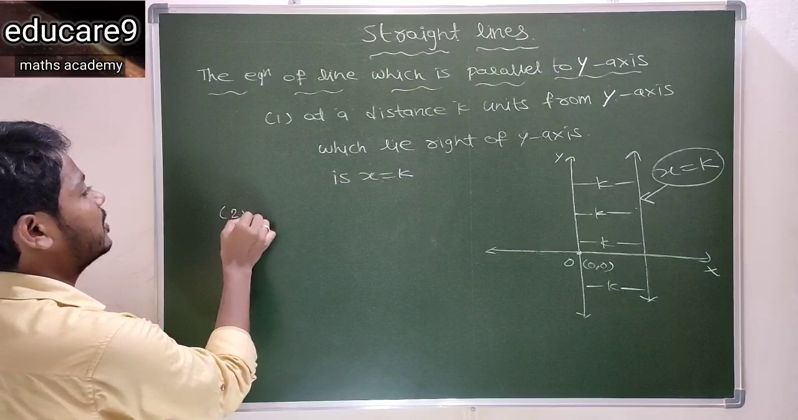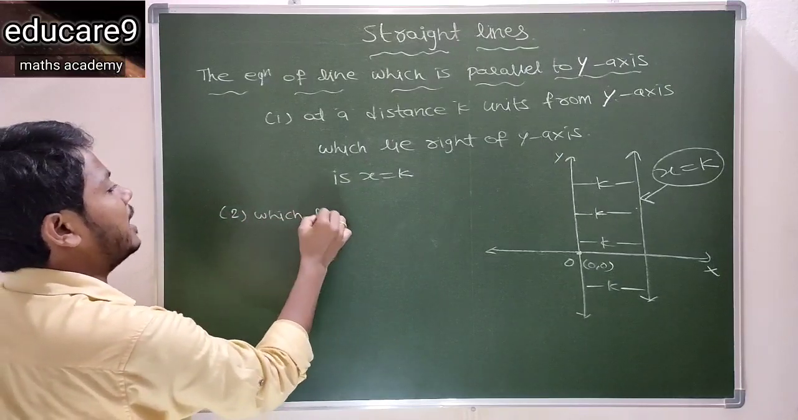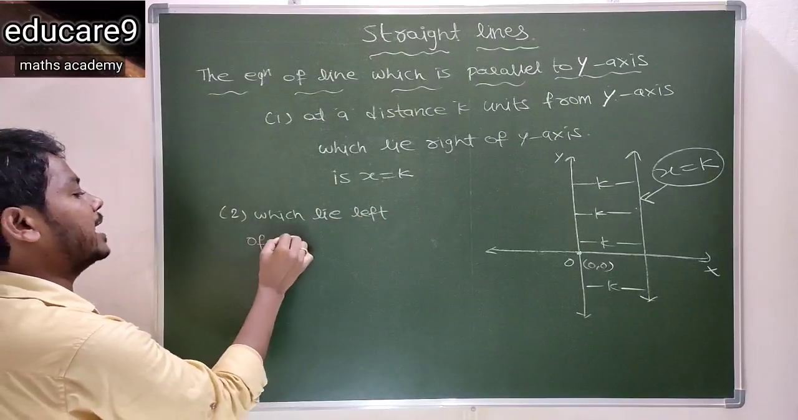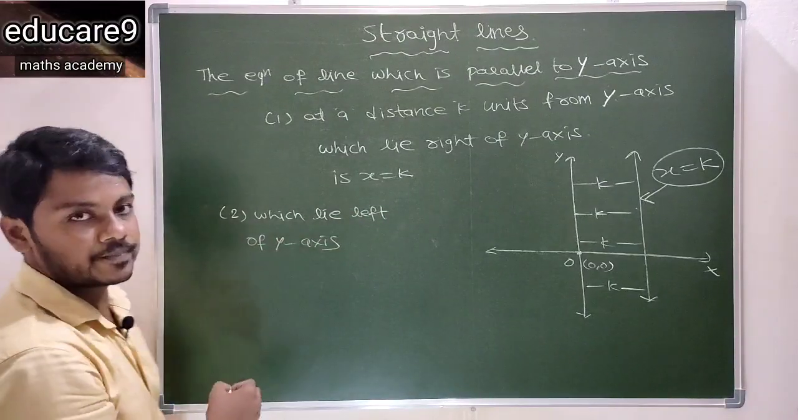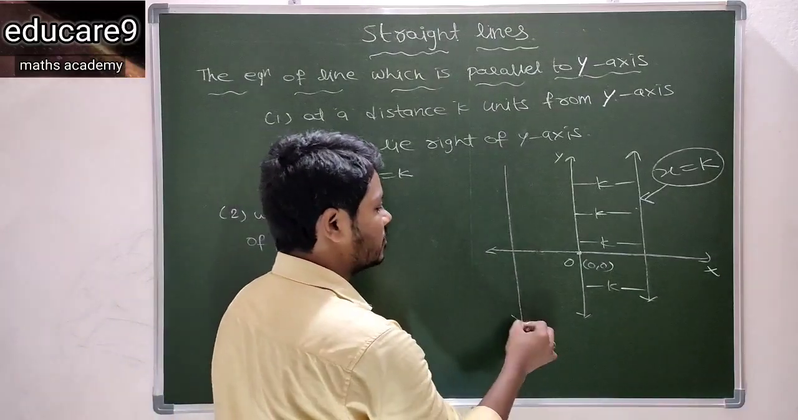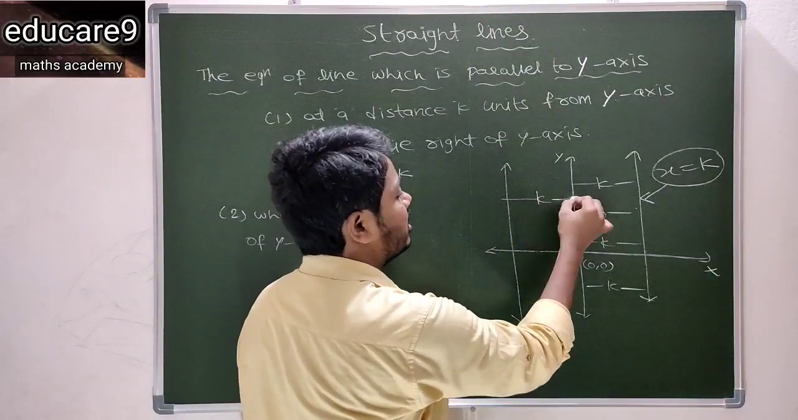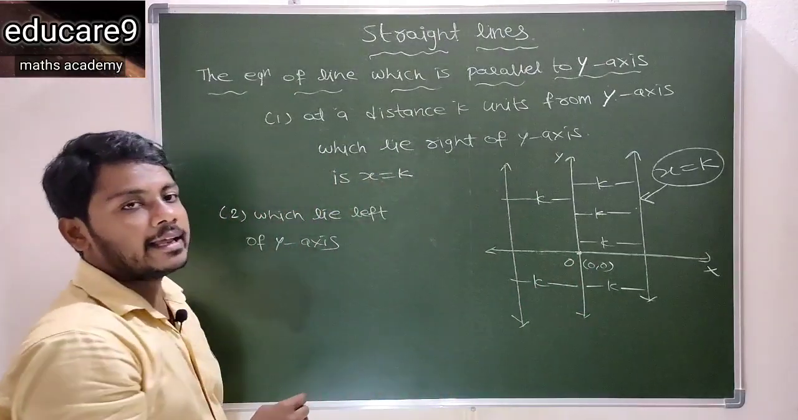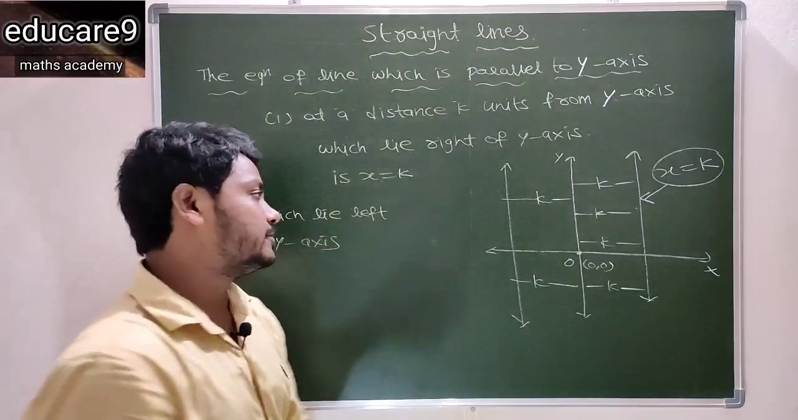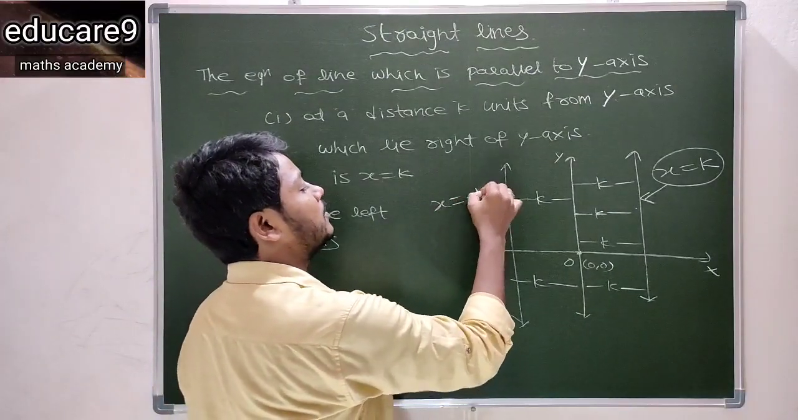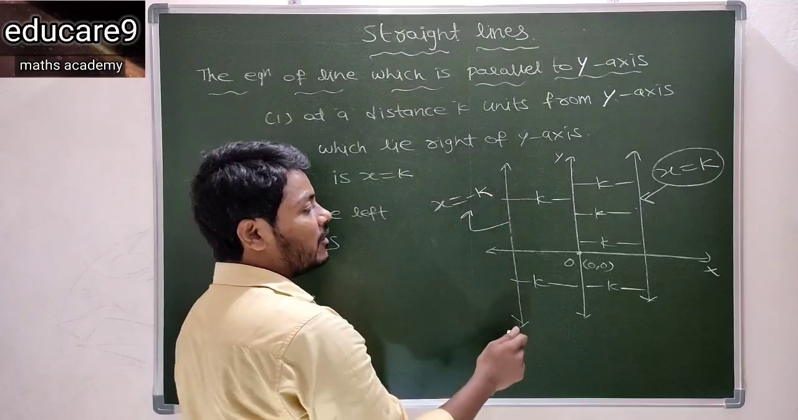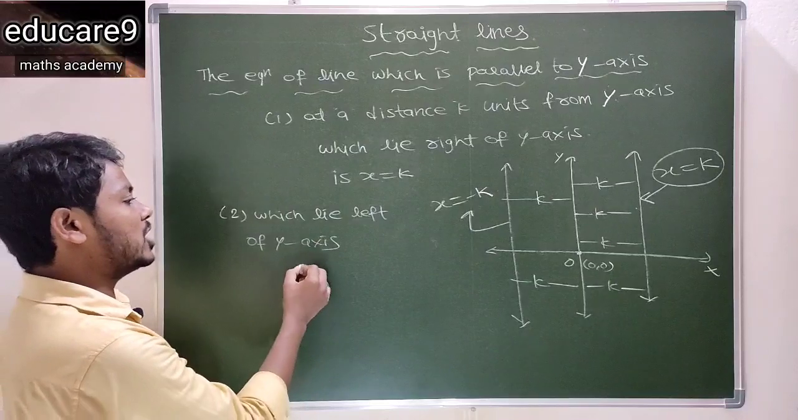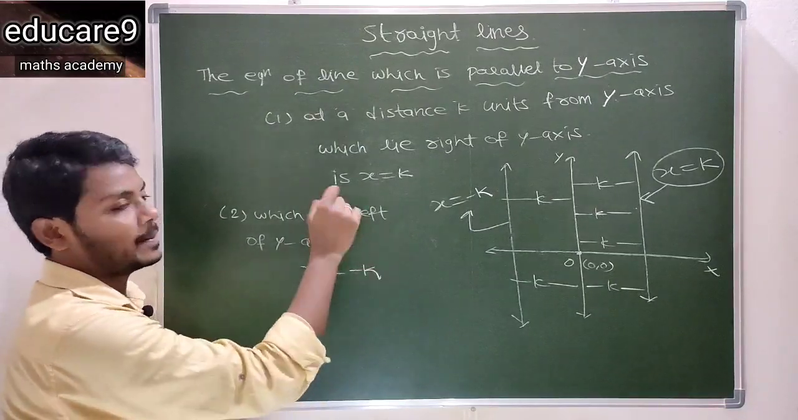And the second one, which lies left of the y-axis. So here this line is at a distance k units. So clearly on this line every x coordinate is a fixed value. So that fixed value is what? x = -k. Therefore the equation of this line is x = -k. So clearly the equation is what? x = -k.